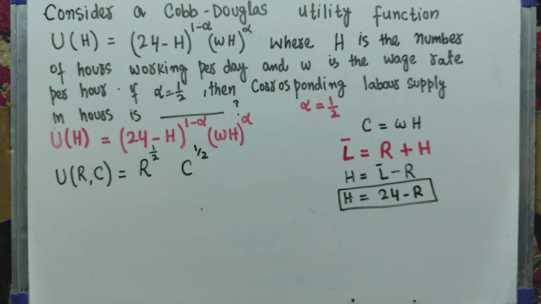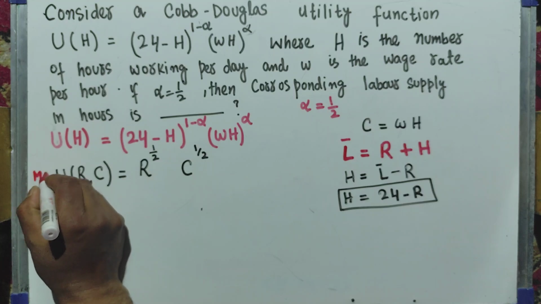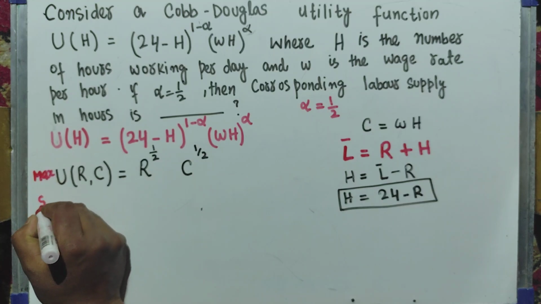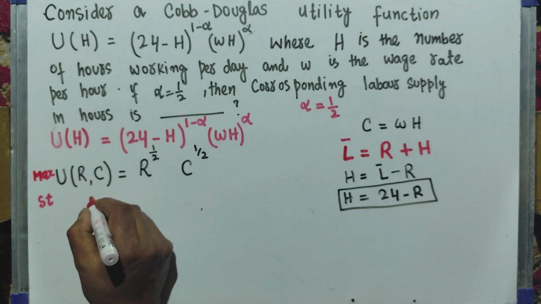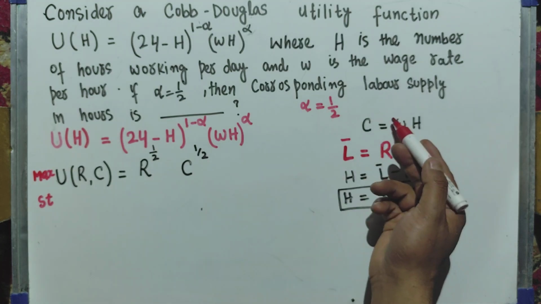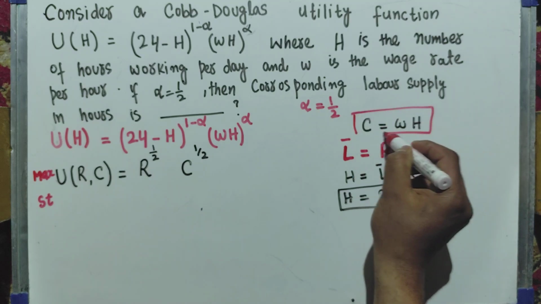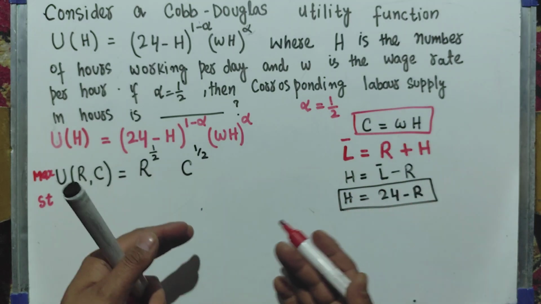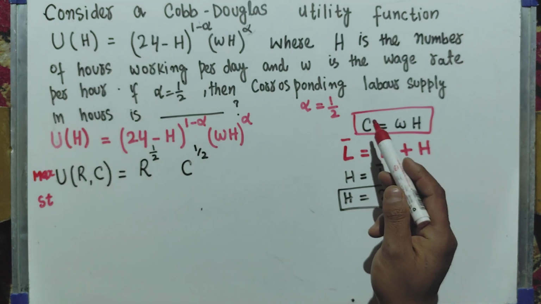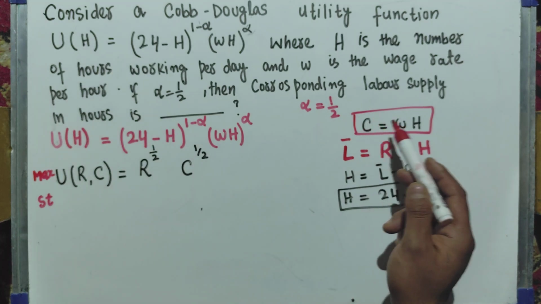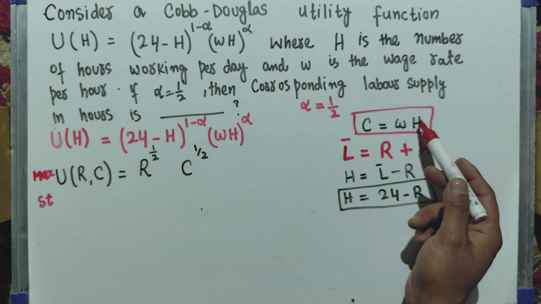Now, what is the endeavor of the consumer? The consumer wants to maximize his utility subject to the constraint that he is facing. What is the constraint? If I further simplify it, because I don't have the space, consumption expenditure or consumption spending should be equal to the total income of the consumer.